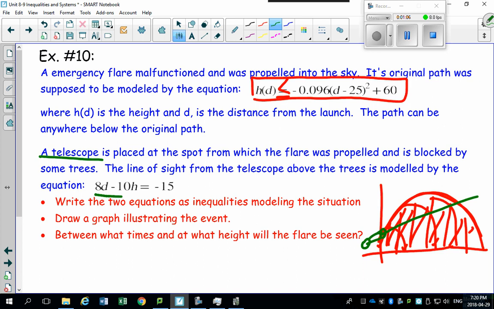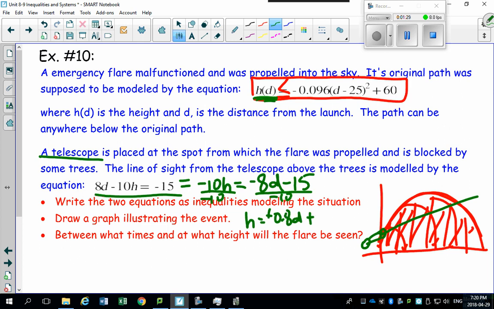We got to make this into an h equals kind of thing. So let's just bring this over. This is minus 10h equals minus 8t minus 15. Divide it all by minus 10. You're going to get h equals positive 0.8t plus 1.5. There we go. Excellent. Okay, so write the two inequalities.